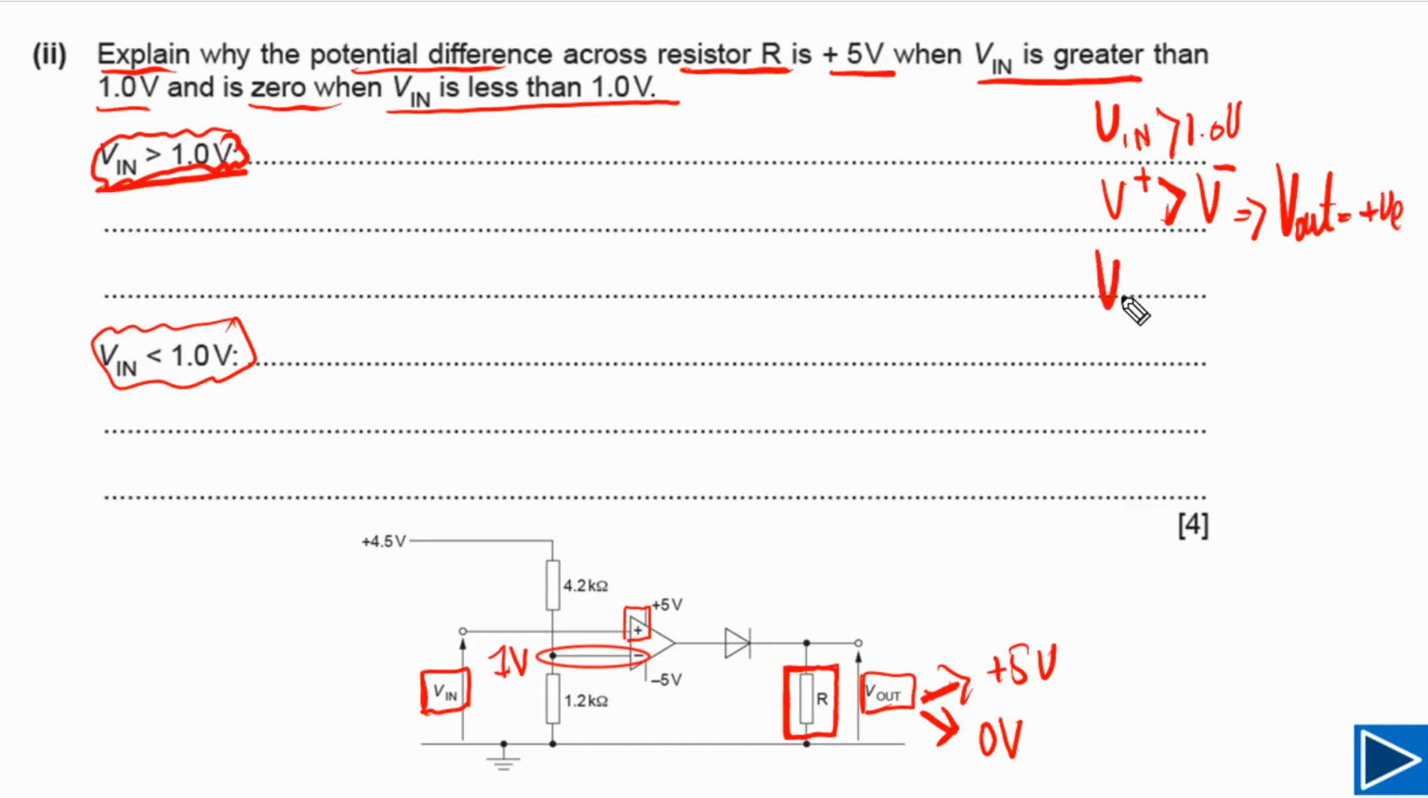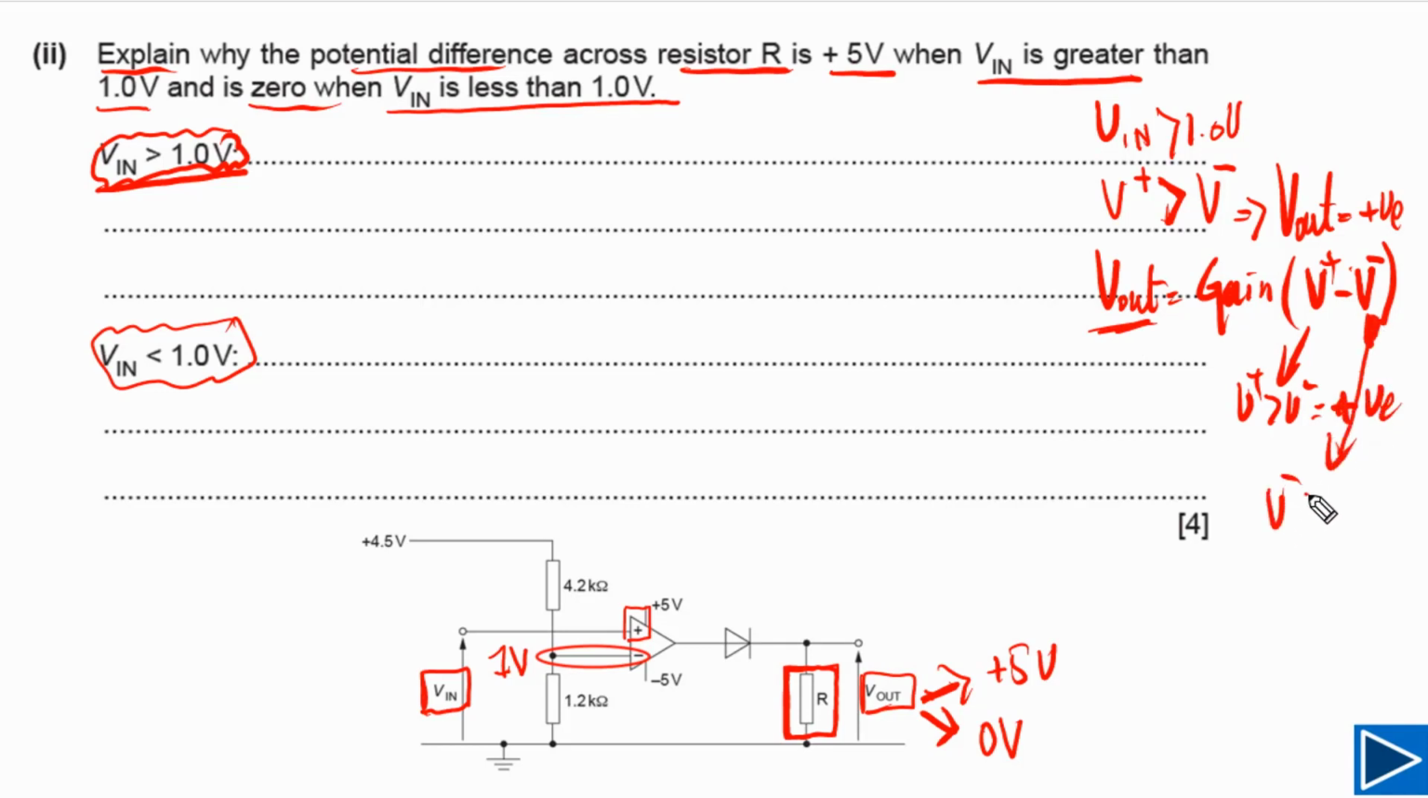You can understand that V out is equal to the gain times V plus minus V minus. I mean this is the potential at the non-inverting input, and this is the potential at the inverting input. When V plus is greater than V minus, our output will be positive. This is one case, and the second case we can write here: when V minus is greater than V plus, meaning when the potential at the inverting input is greater than the non-inverting, in that case V out will be negative.